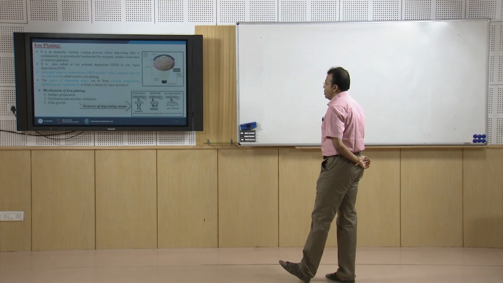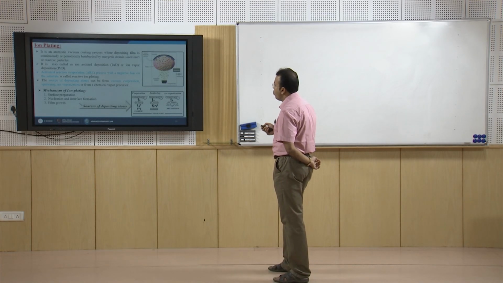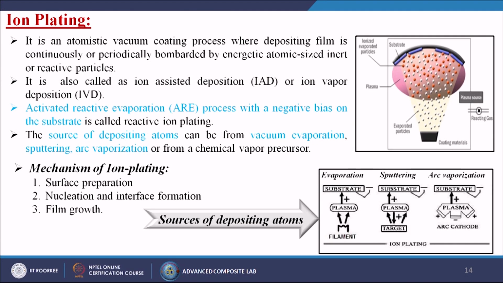Next one is called ion plating. So, it is an atmospheric vacuum coating process where the depositing film is continuously or periodically bombarded by energetic atomic sized inert or reactive particles. So, here we are not putting any kind of heat, we are not putting any kind of electron beam, we are not putting any kind of laser. Here we are using certain kind of energetic atomic sized inert or maybe reactive particles, we are bombarding onto the source materials, and then we are doing the coating onto our substrate. So, it is also called ion assisted deposition IAD, or maybe ion vapor deposition IVD. Activated reactive evaporation processed with a negative bias on the substrate is called reactive ion plating.